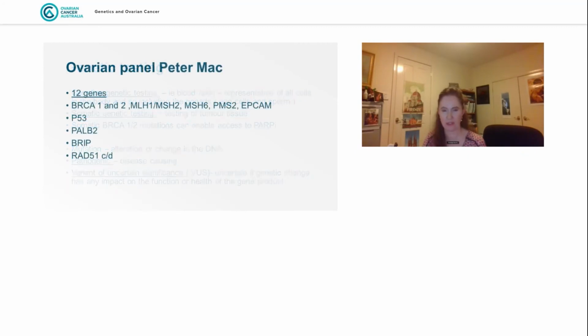I just wanted to say this is a typical ovarian cancer panel that we would request pretty much throughout Victoria for most people with ovarian cancer. So as you can see, it's currently a 12-gene panel, including BRCA1 and 2. These 5 all relate to testing the different genes involved in causing Lynch syndrome. P53 is thrown in.